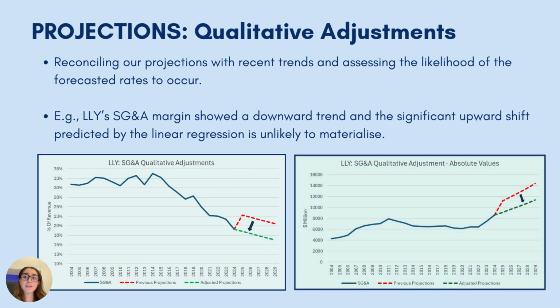Again, we had to reconcile our projections with recent trends by making qualitative adjustments. For example, our model forecast shows a sudden jump for Eli Lilly in SG&A margin, which is unlikely to happen, as is evident by the clear downward trend. The results of the adjustment can be seen in the graphs below.